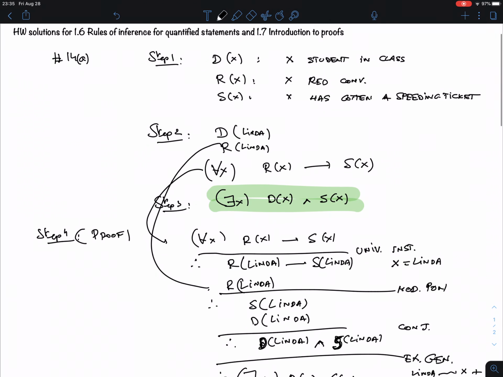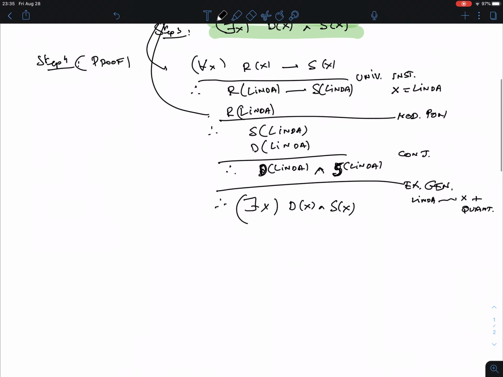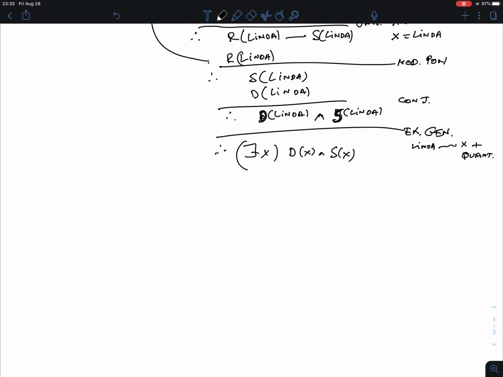Okay, so that's 14a. Let's move on to 14d. 14d says there's someone in this class who has been to France. So again, I'm going to already start with our thing. D of X is still X is in the class.